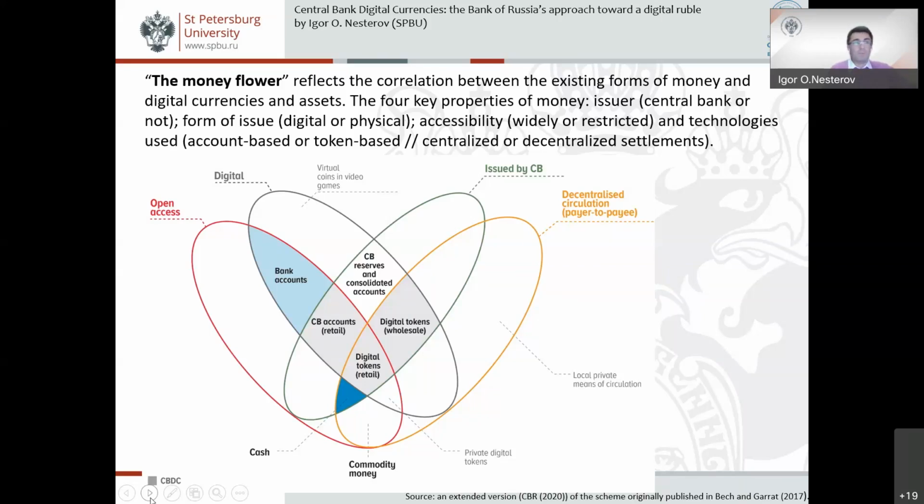And this money flower, initially, by the way, was presented in the working paper published in 2017 by Beck and Garrett. The name of this working paper was Central Bank Cryptocurrencies, not Central Bank Digital Currencies. And this diagram is often considered in the discussion on CBDCs. So it reflects the correlation between the existing forms of money and digital currencies, as well as other liquid financial assets.